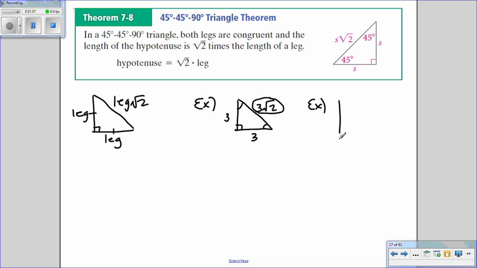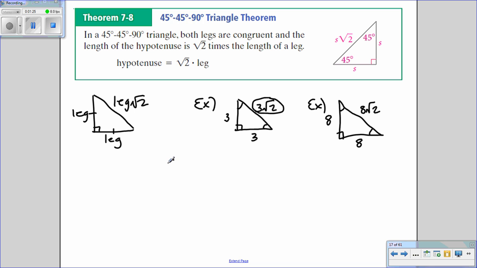Another example. Here's our 45, 45, 90 right triangle. Let's say our two legs were both 8. That means our hypotenuse would be the leg times the square root of 2.